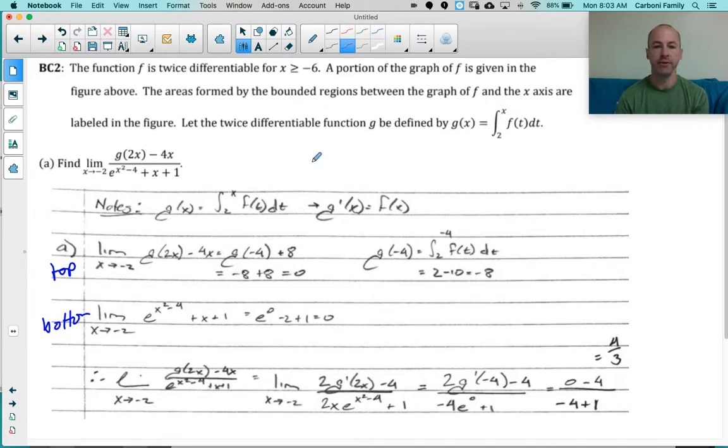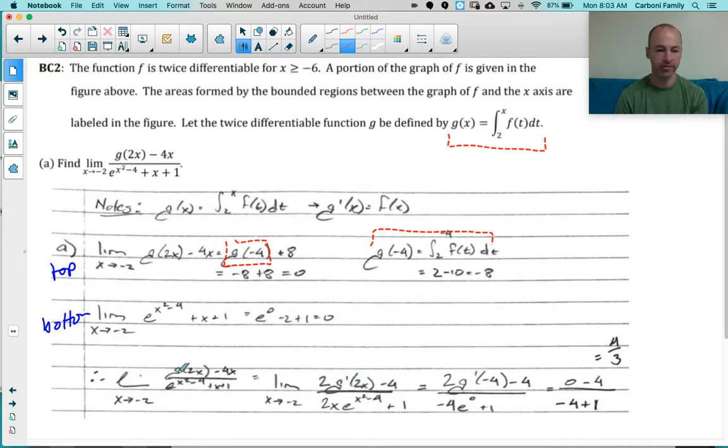Do notice that for g of 4, to evaluate that, I had to go back here and plug 4 in, and you had to get that by looking at areas of the graph that's given. I didn't show it here for the sake of space. But you do get 0 over 0. Then L'Hopital's rule applies. So now I can say that the limit of the original problem is the limit of the derivatives of top and bottom.